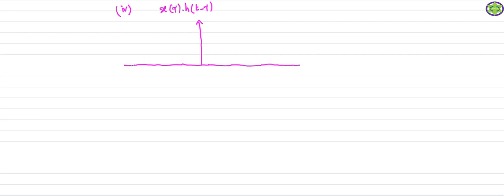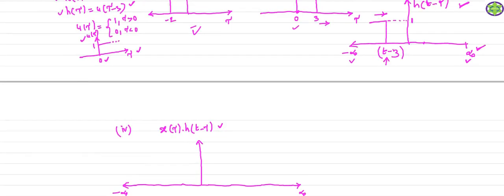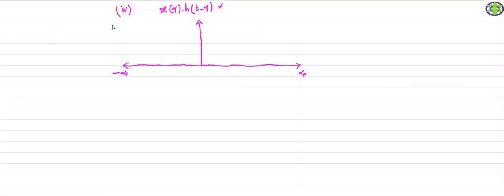The graph is ranging from minus infinity to plus infinity. Remember, this is the tau axis, and here on the y-axis we have x of tau and h of t minus tau. Now what is your x of tau? If you observe the previous slide, your x of tau is u of tau plus 2.